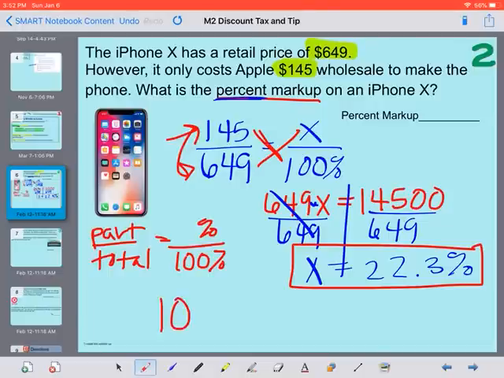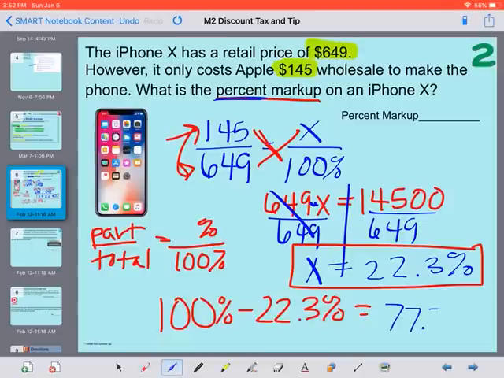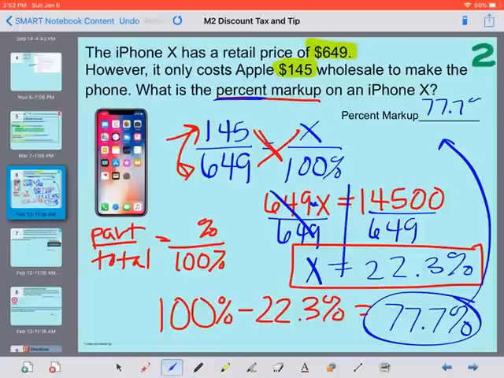So we have to take 100% and take away the part that Apple is paying. Apple pays 22.3% to buy it. So how much percent are they marking it up? Well, the whole thing minus the part Apple pays is 77.7%. So they mark up the phone 77.7%. If you wanted to use a whole percent, it would be about 78%.